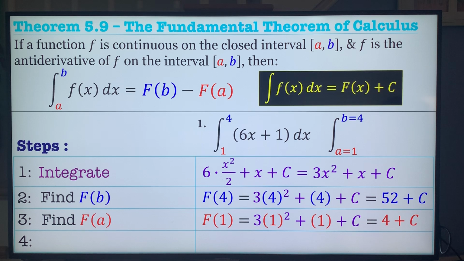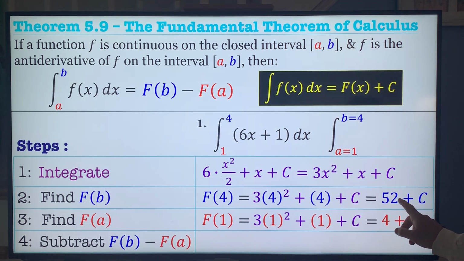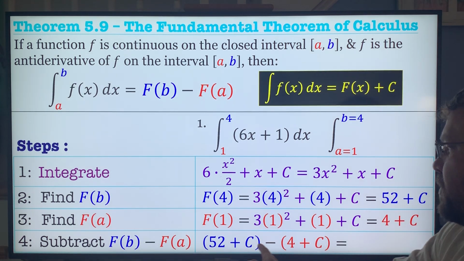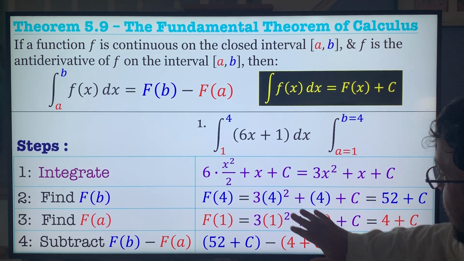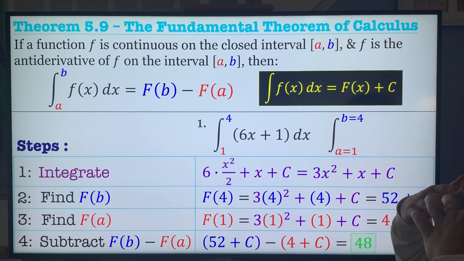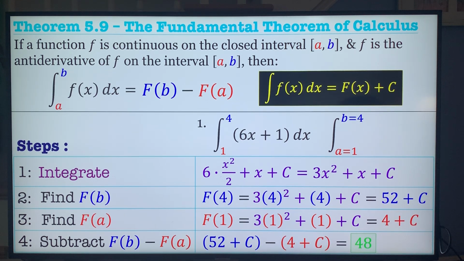Now, your last step here is going to be very simple. It is going to be to subtract the 2. So you take 52 plus c, and you subtract 4 plus c. What is 52 minus 4? 48. What is c minus c? 0. So technically, you don't even need these c's when you're doing a definite integration, when you're actually plugging in numbers, because the c's cancel out. All good? Awesome. Ready for the next problem?